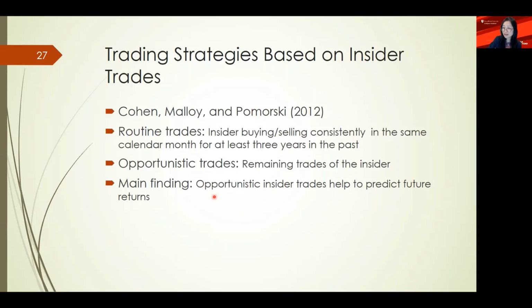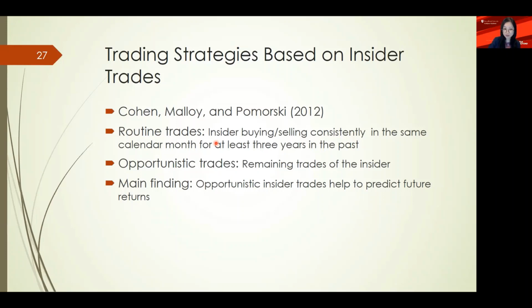So they classify insider trades into two types. One is what they call routine trades. If the insiders consistently buy and sell in the same calendar months in the last 3 years, maybe they have to pay for a Christmas gift, or maybe they have to pay for tuition of the children. That's why they have to liquidate shares every year in a certain month. And that type of trades are considered to be routine and considered not containing informative information.